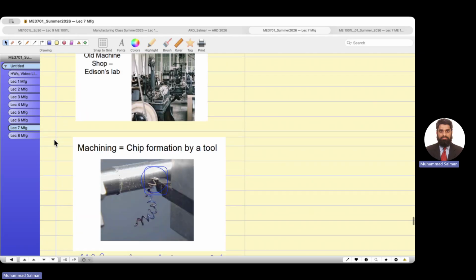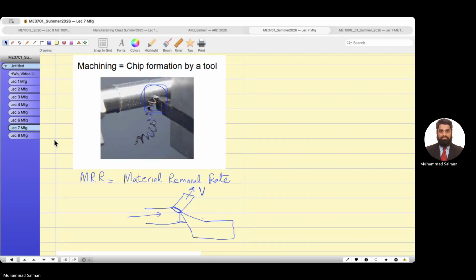Yes, so let me go over here. Let me tell you a little bit about orthogonal cutting and turning.